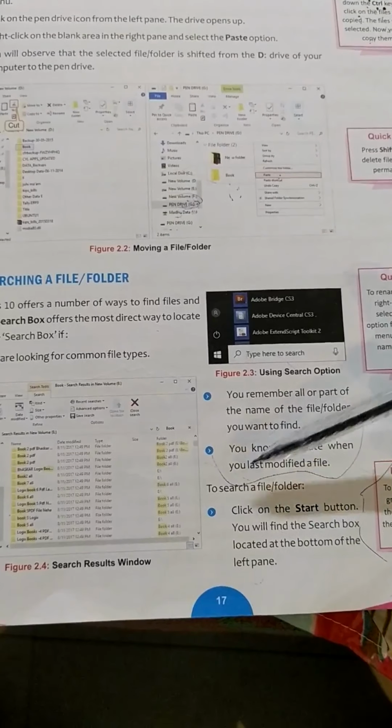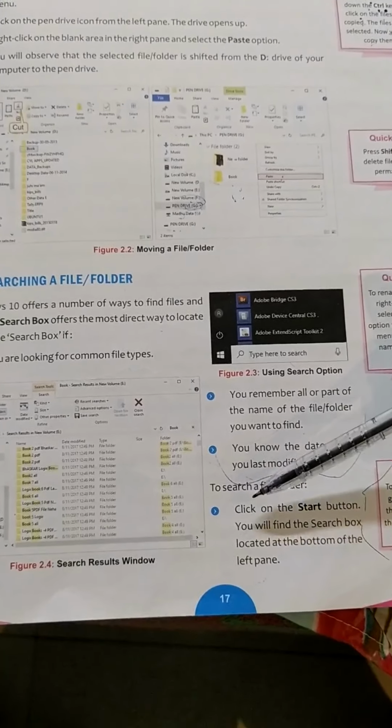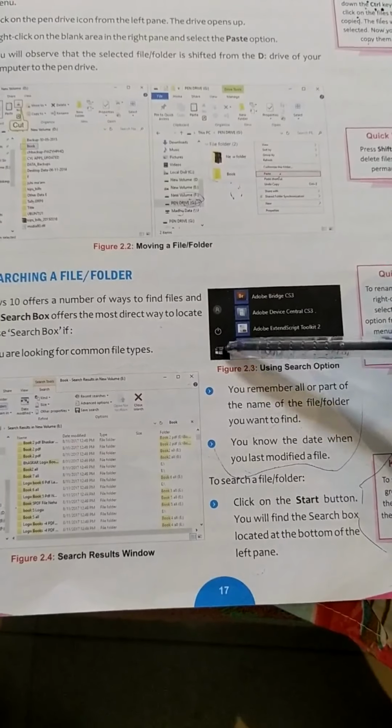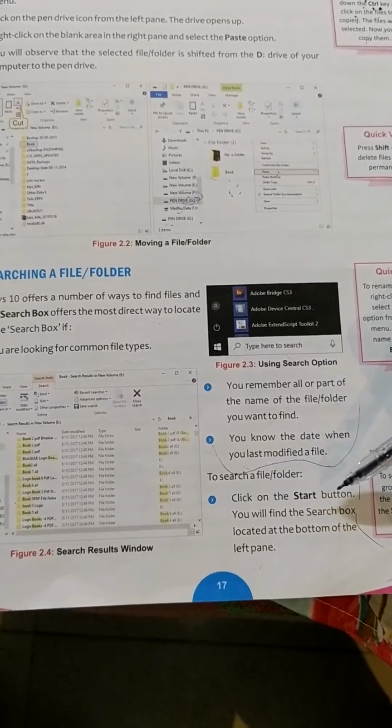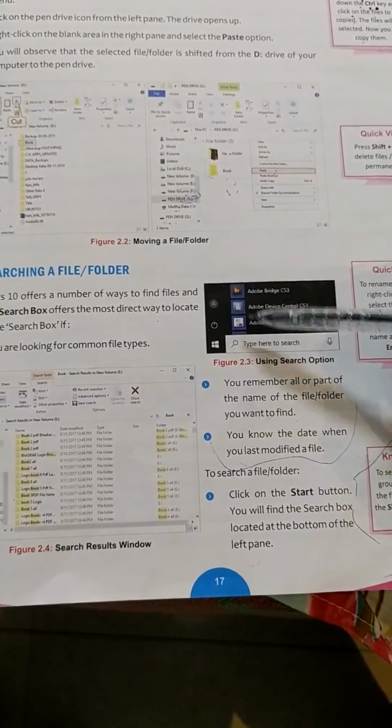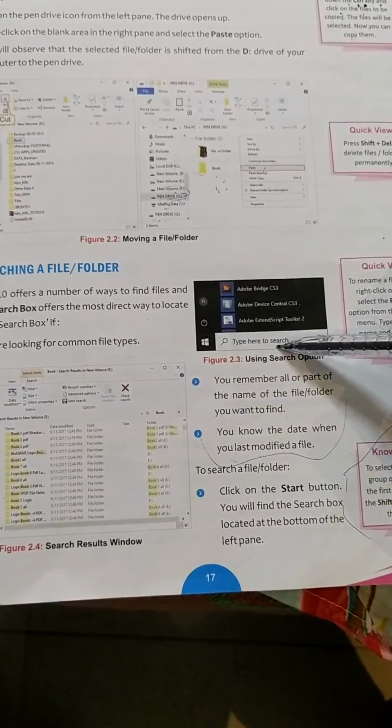Now, how to do a search? First of all, click on the start button. You will find the search box, "Type here to search", located at the bottom of the left pane.